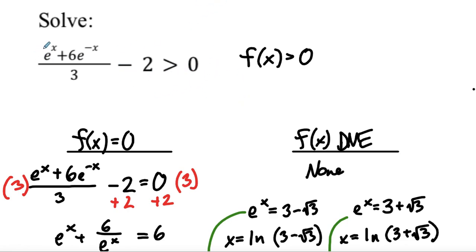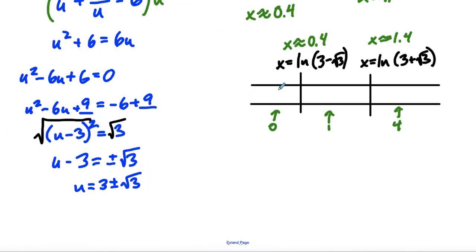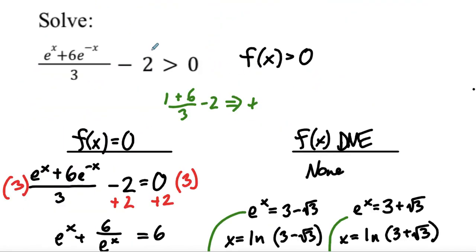Well, if I plug in e to the 0, well, that's just 1 plus 6 over e to the 0, because that's negative. Well, that's 1 plus 6 over 3. Well, that's slightly larger than 2, which means I'm going to have a positive number. Okay, so I'm going to go ahead and record that. I have a positive number here. Now let's look at inputting 1.